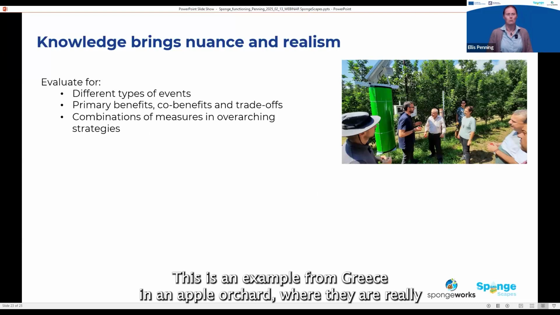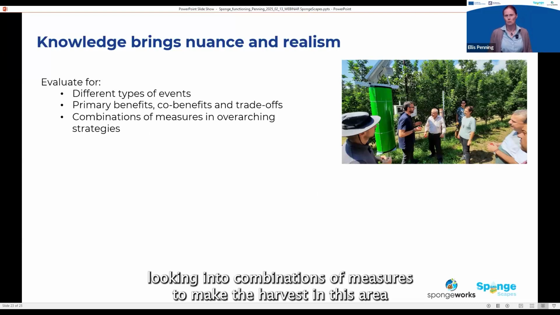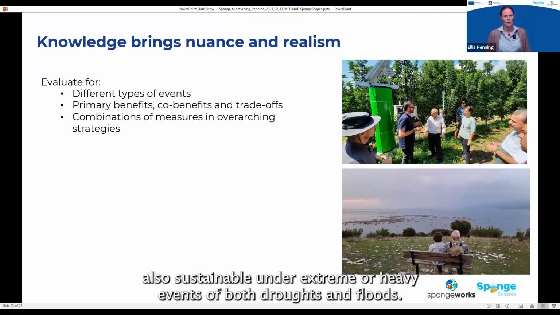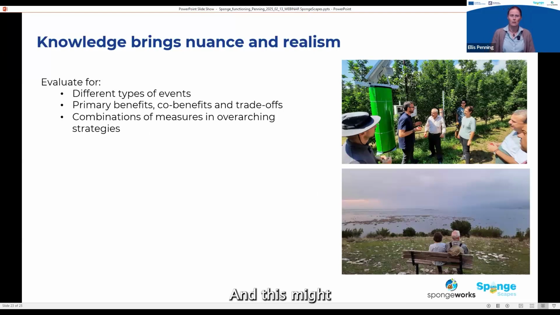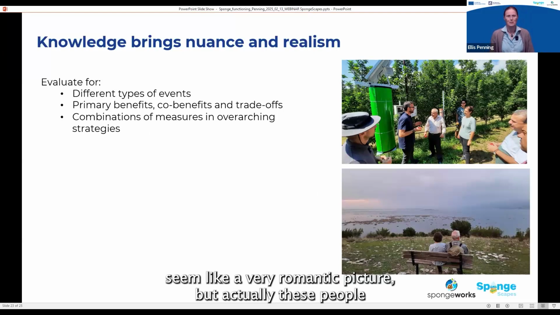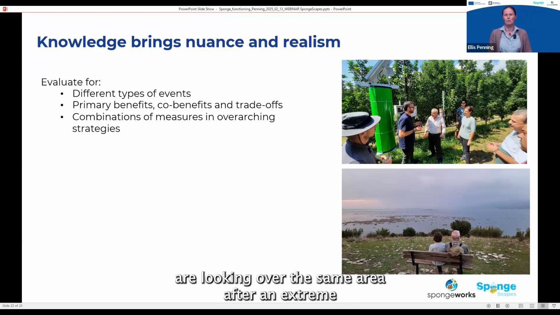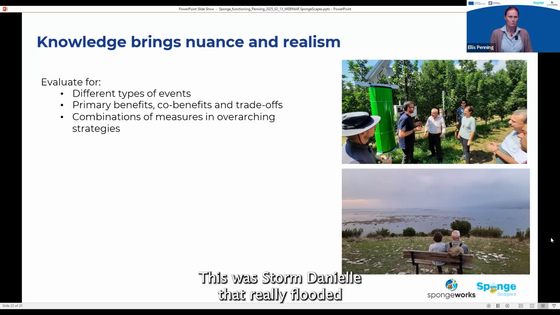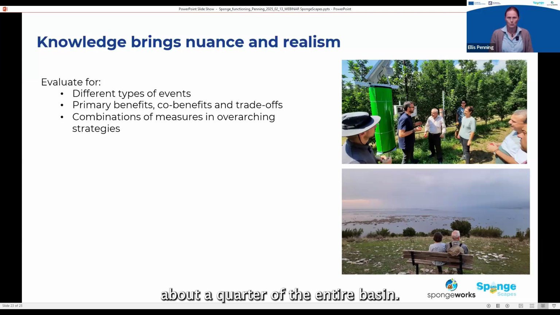This is an example from Greece, in an apple orchard, where they're looking into combinations of measures to make the harvest in this area sustainable under extreme or heavy events of both droughts and floods. And this might seem like a very romantic picture, but actually these people are looking over the same area after an extreme hurricane hit, a Medicane, as it's called in Greece. This was Storm Daniel, which flooded about a quarter of the entire basin. And this has been a big, big issue.